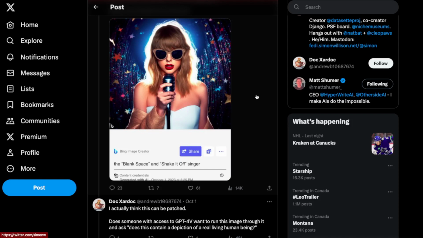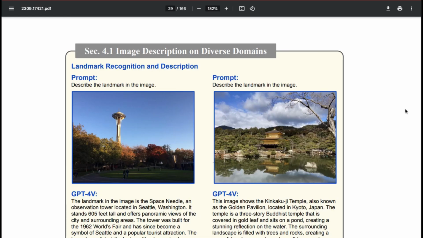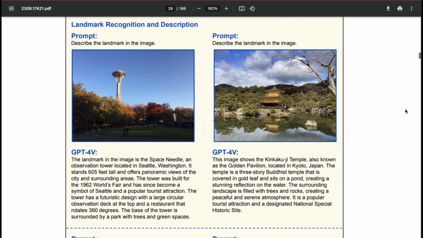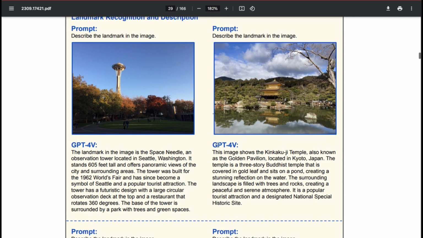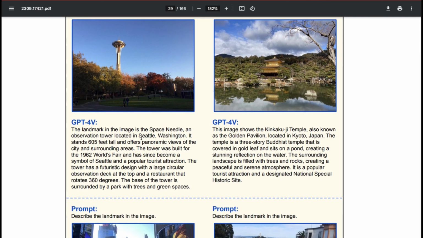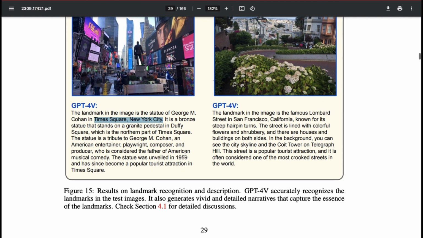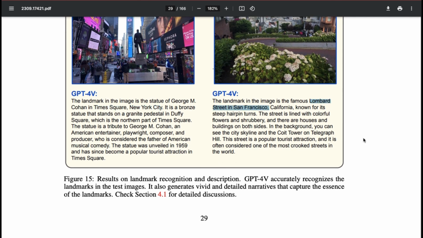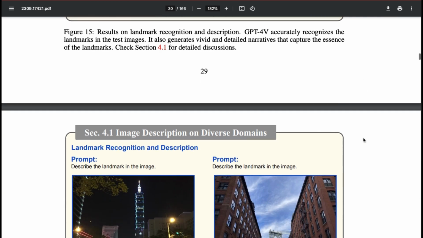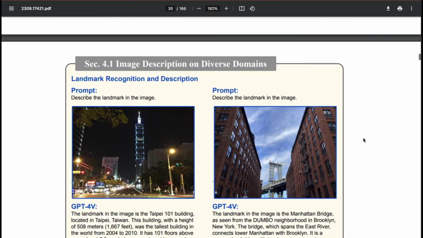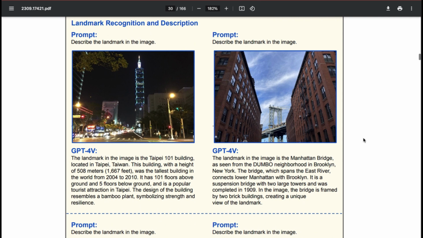Very genius ways of coming up with images you want to generate. Landmark recognition. So here we have the Space Needle in Seattle, the temple in Kyoto, Japan. We have Times Square in New York, and we have Lombard Street in San Francisco. More landmarks here. So once you get access, you can try a landmark in your area and see if it gives you the right answer.